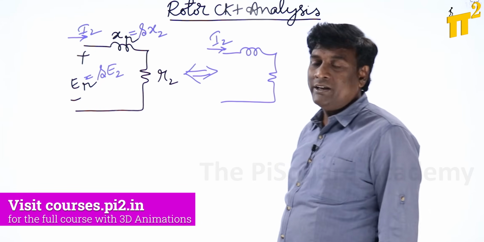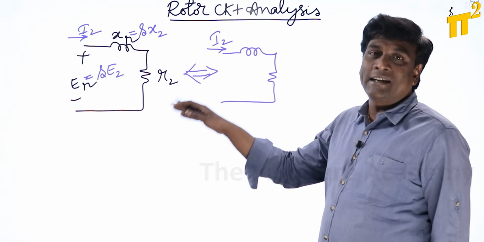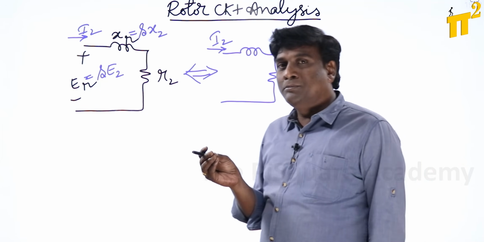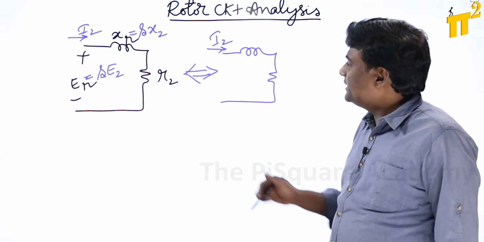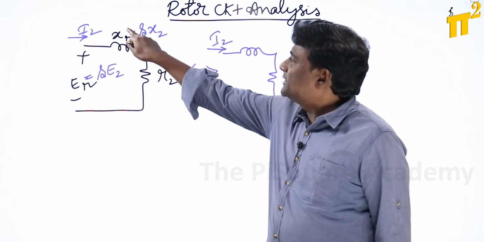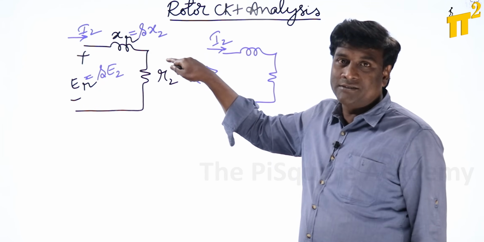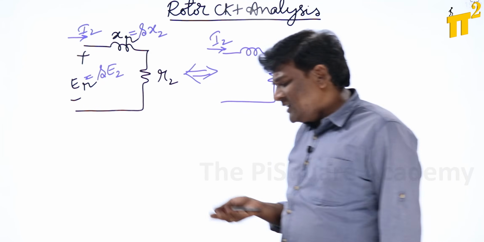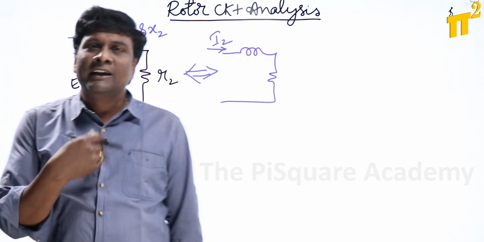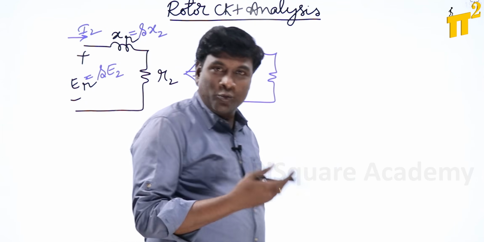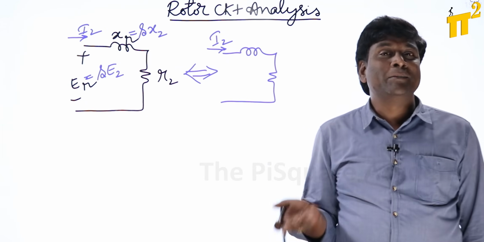Rotor current. Everything is referred to the stator side. From the transformer's point of view, I would be supposed to write R2 dash, X2 dash, and so on. Those dash reflections, from the rotor side to the stator side, or from the secondary side to the primary side, we know from the transformer.